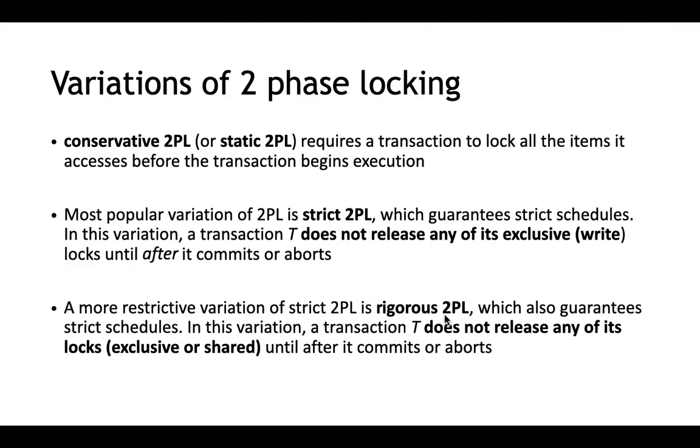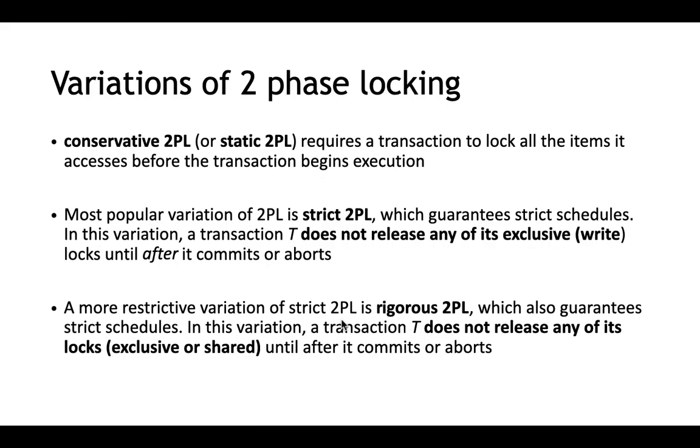Now let's see what a rigorous two-phase locking protocol is. This also guarantees strict schedules. Now the variation is that a transaction T does not release any of its locks, let it be exclusive or shared. No lock is released until the transaction commits. So these three differences should be clear to you.